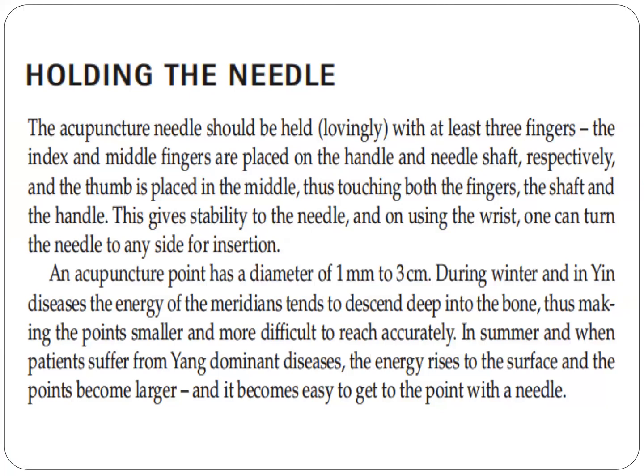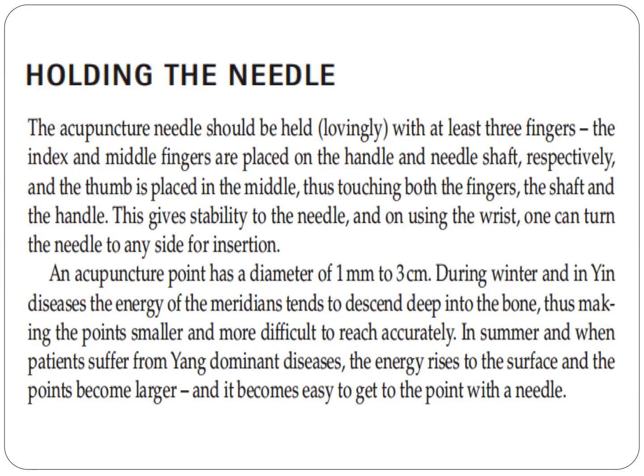Holding the needle. The acupuncture needle should be held lovingly with at least 3 fingers. The index and the middle fingers are placed on the handle and needle shaft, respectively, and the thumb is placed in the middle, thus touching both the fingers, the shaft, and the handle. This gives stability to the needle, and by using the wrist, one can turn the needle to any side for insertion. An acupuncture point has a diameter of 1 millimeter to 3 centimeters.